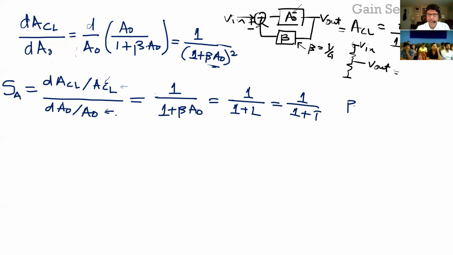So if your beta times A naught is larger than 1, which means that I have a really large A naught, then the sensitivity is really, really small, right? Which means that I can change the gain of the open loop transfer function, and it will not change the gain of the closed loop by that much.